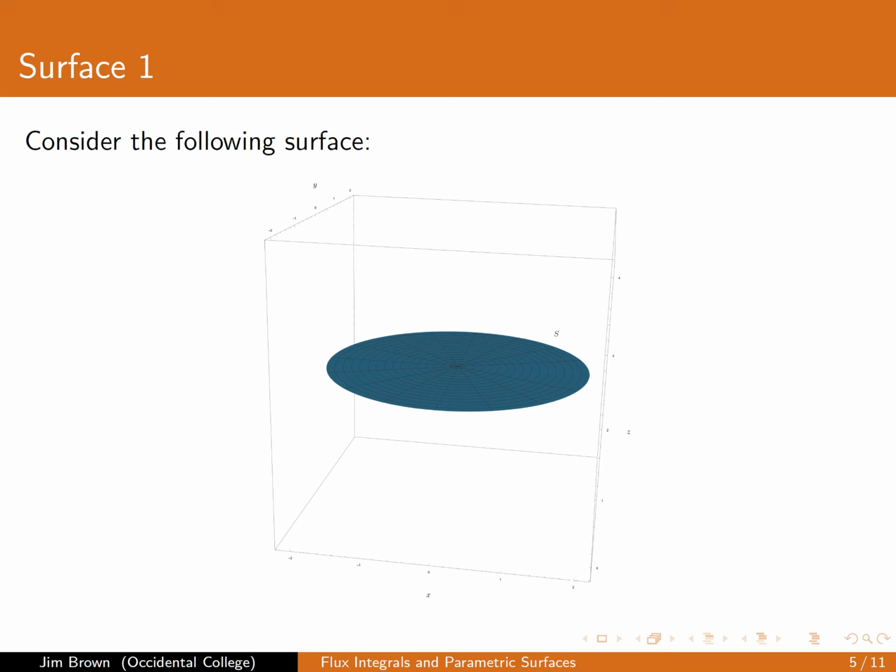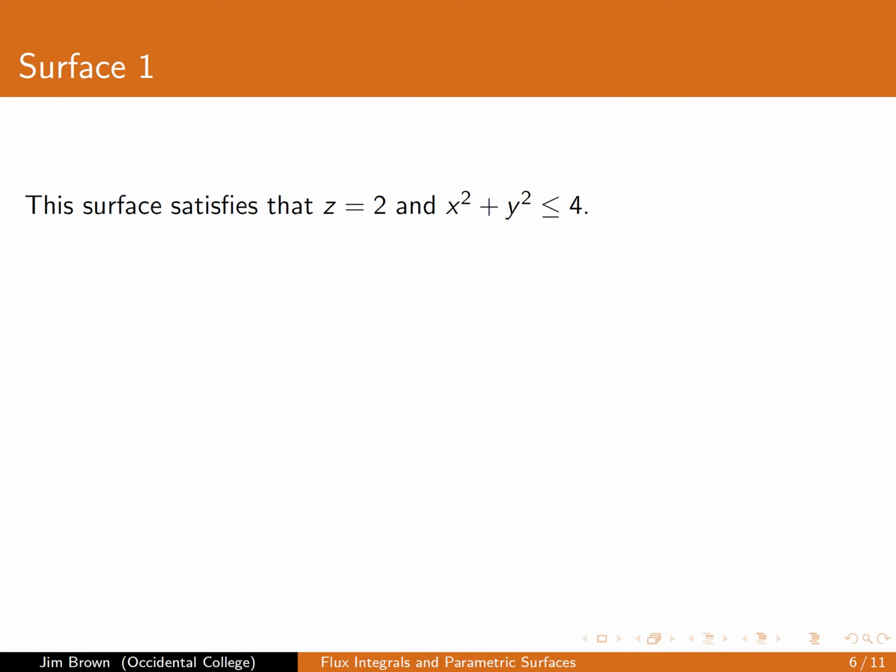So suppose I just have a disk here, and this is just the disk where my x and y are inside a circle of radius 2, and my z value is just fixed at 2. So this surface would satisfy z is equal to 2, and x squared plus y squared should be less than or equal to 4. So remember, x squared plus y squared equals 4 would give us a circle of radius 2, but we want all the radii from 0 up to 2, so we take that less than or equal to 4.